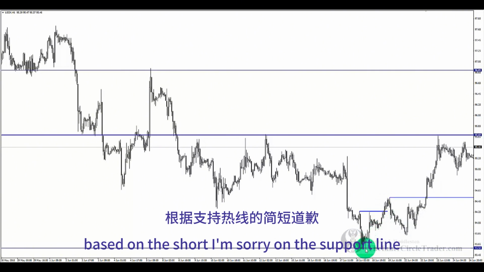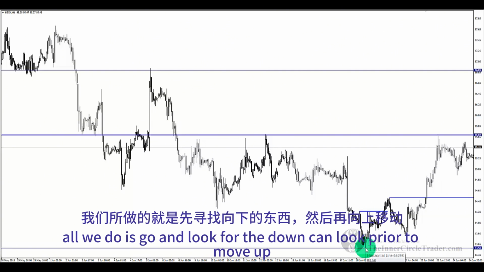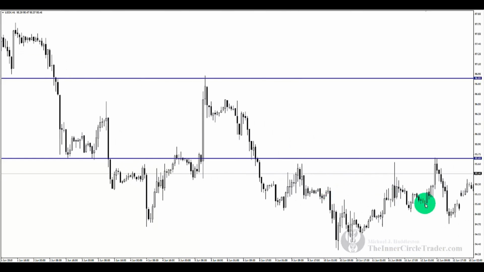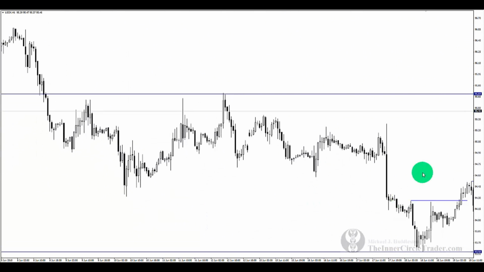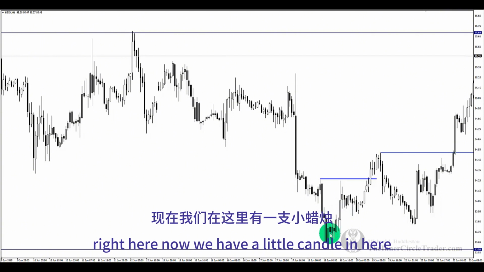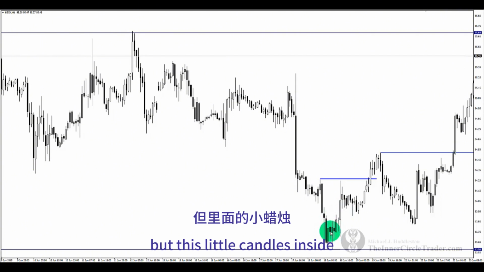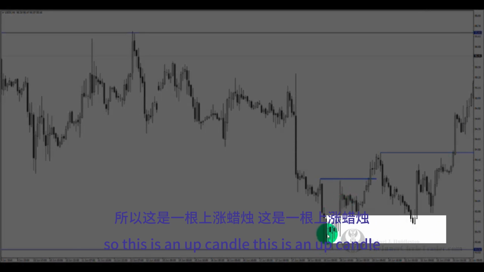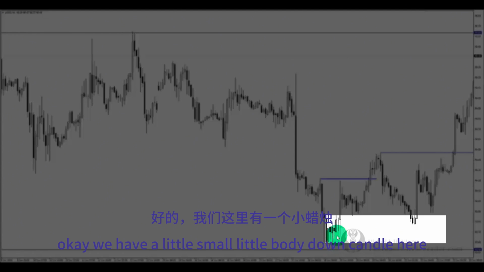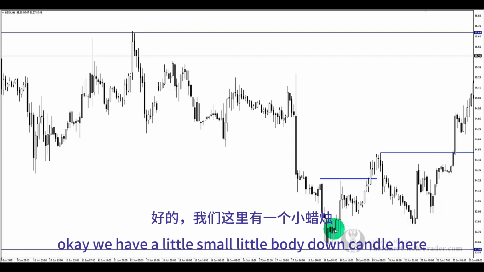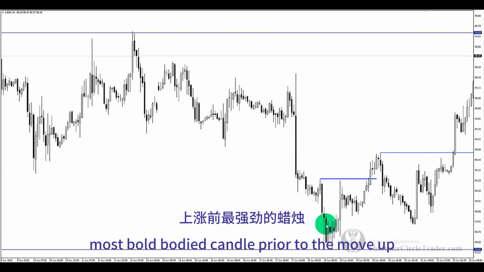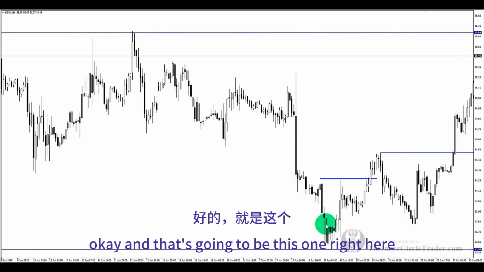Based on the support line here, all we do is go and look for the down candle prior to the move up. So let's zoom in a little bit here. Right here. Now we have a little candle in here, but this little candle is inside of the body of the larger down candle prior to the move up. So this is an up candle, this is an up candle. We have a little small body down candle here, but again, we're going to be looking for the big beefy, boldest bodied candle prior to the move up. And that's going to be this one right here.